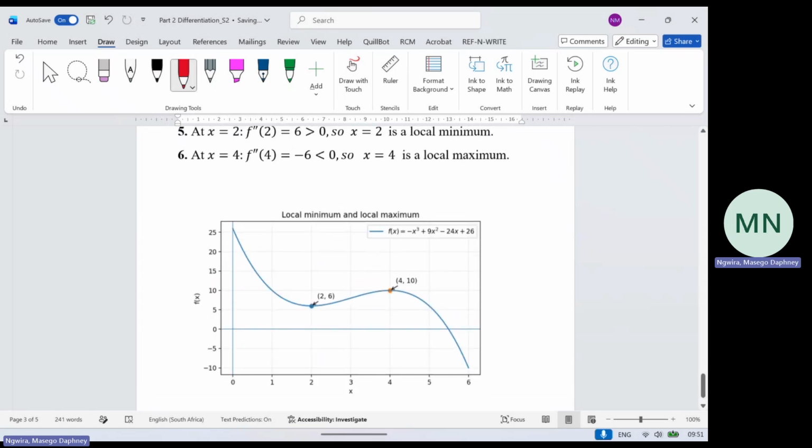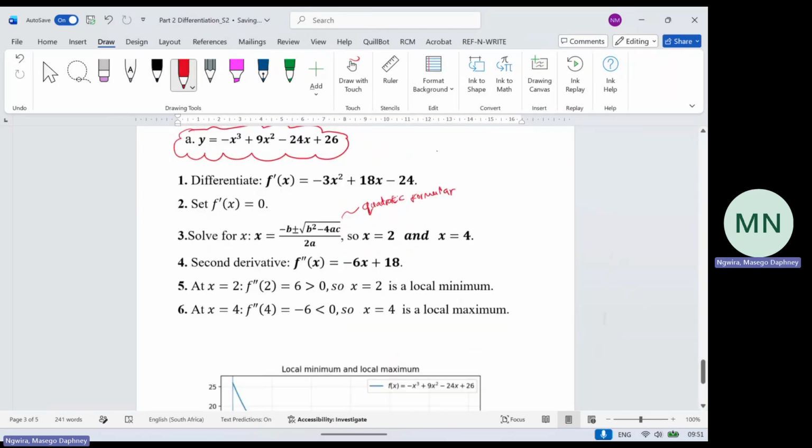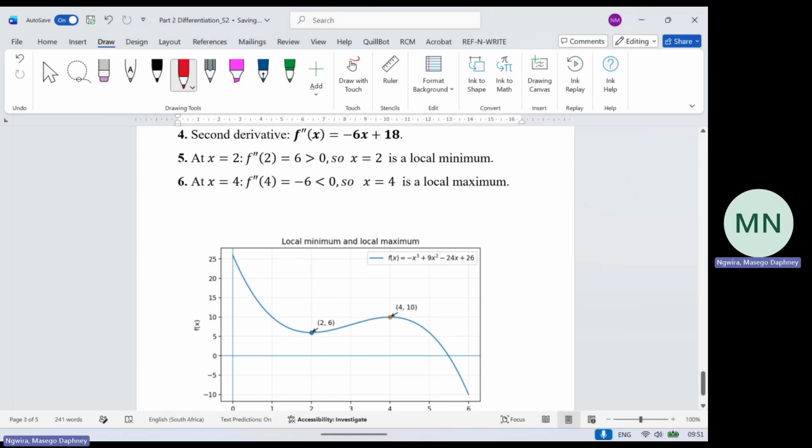But don't worry, you won't be drawing this graph. Now when we talk about the decreasing and increasing intervals, you will see that starting from this point going to the left, our graph decreases. So it means that the graph is decreasing from negative infinity until 2.